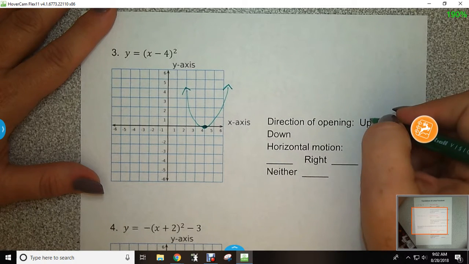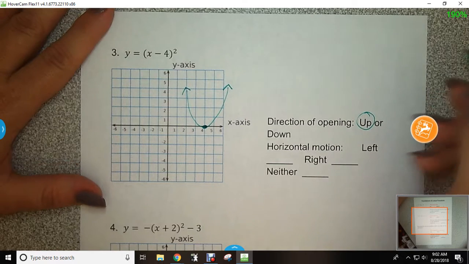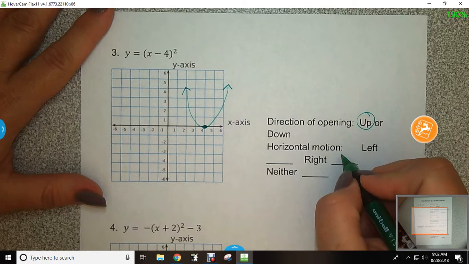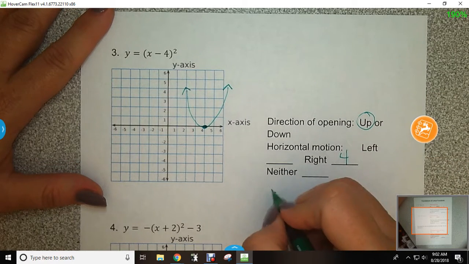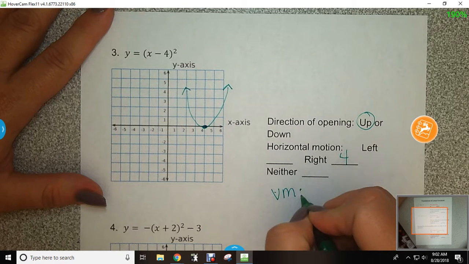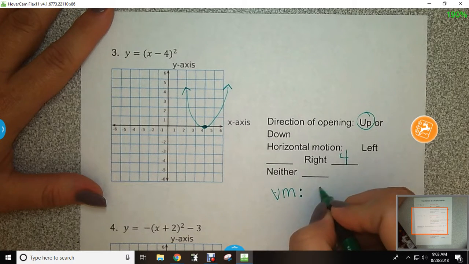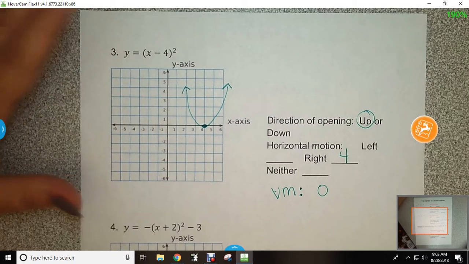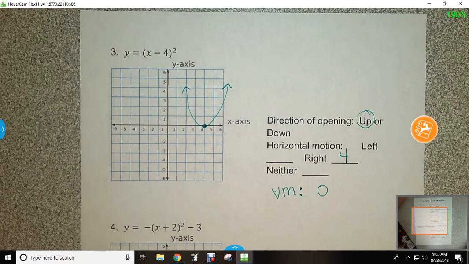So my direction of opening is up. Horizontal motion, I moved to the right 4. And vertical motion, I'm going to abbreviate here, is 0 because it did not move up or down at all.